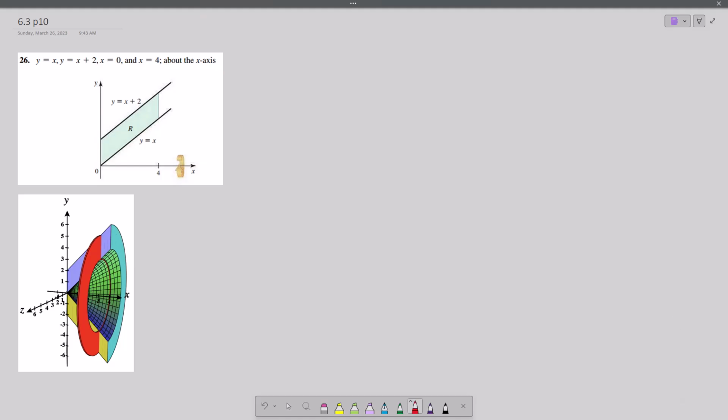I'm just going to draw the element up here, the integration element. That little red segment's rotating around the x-axis, creating an annulus, aka a washer.